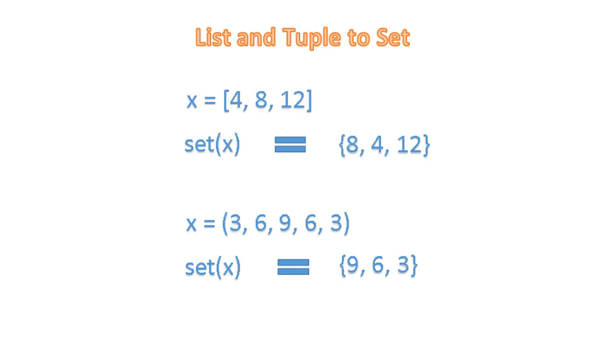Converting list and tuple to set. List or tuple is a sequence of items. When converted to a set, the output will be a collection of unordered items. And if any duplicate item is found, then it will be removed from the set.